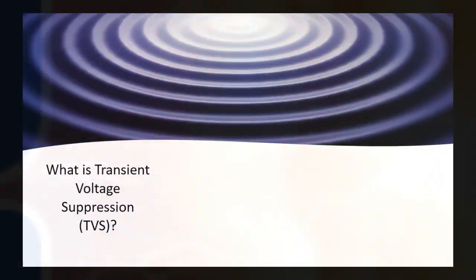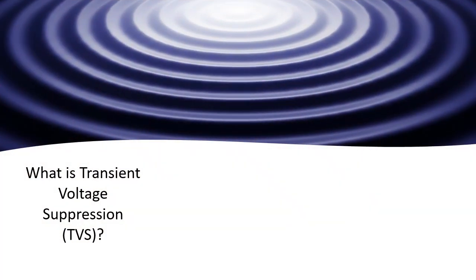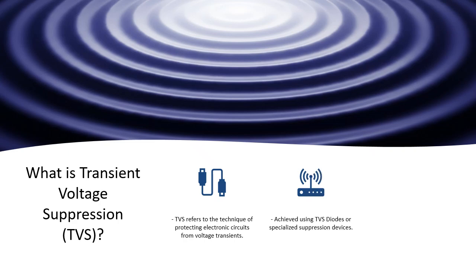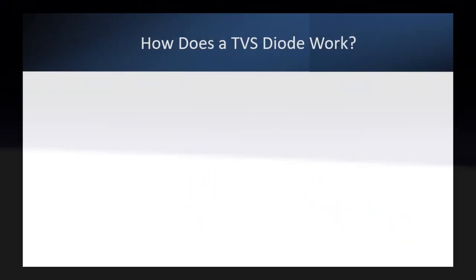What is transient voltage suppression, TVS? Transient voltage suppression, or TVS, refers to a method of protecting electronic circuits from these harmful voltage spikes. It involves the use of specialized devices, such as TVS diodes, that clamp transient voltages, ensuring the circuit remains within safe operating limits.